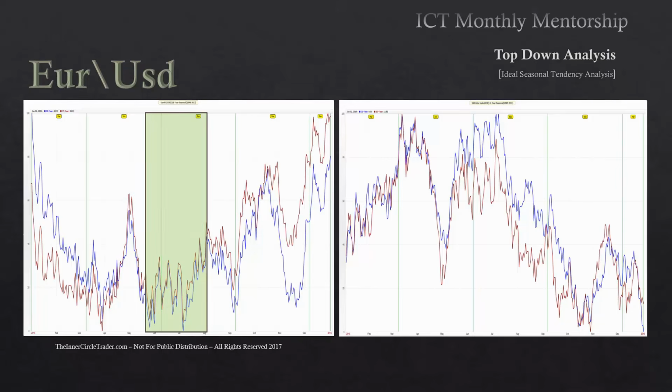As you can see here, we have a seasonal low that usually forms between June and July, and that should be seen with a high that forms in the dollar index. So as a long-term, higher time frame scenario, this is the ideal scenario. You would look for a low to form in the summer of the euro dollar.